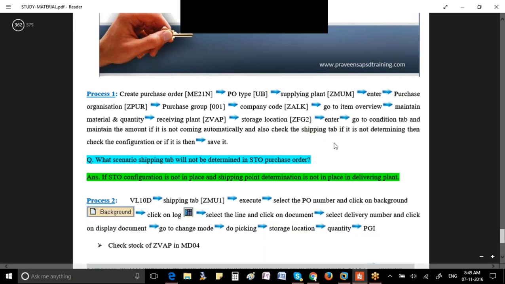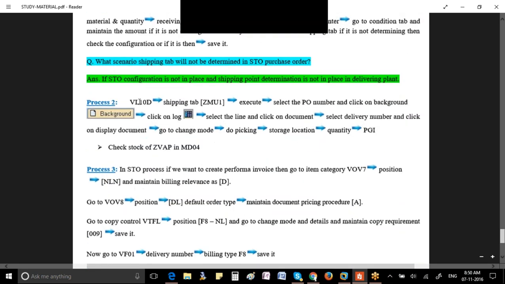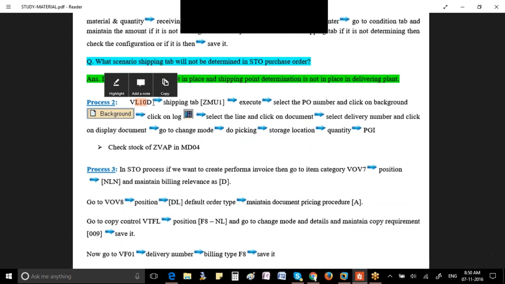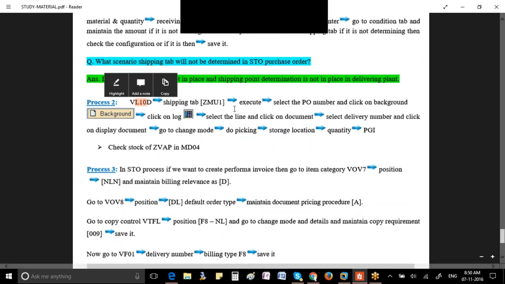So once you create a PO at the receiving plant, then we do VL10D, that is delivery with reference to the purchase order. So I'm not taking you to the SD screens. Why? Because everything is maintained here.